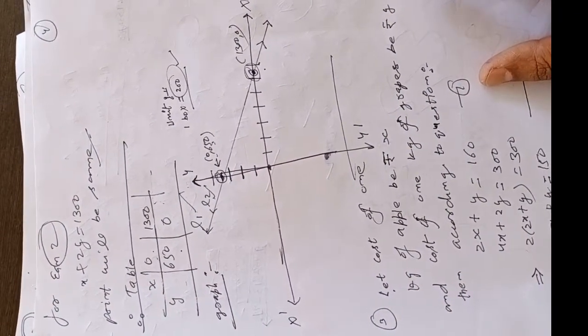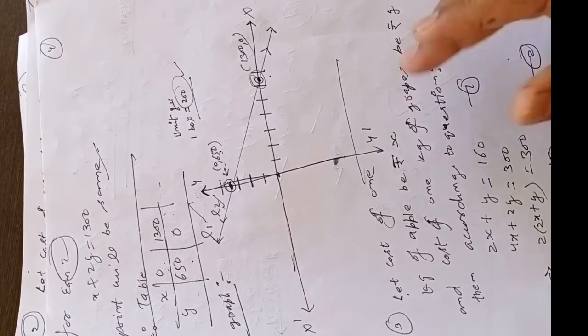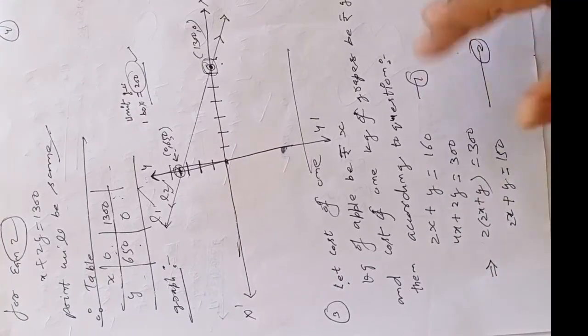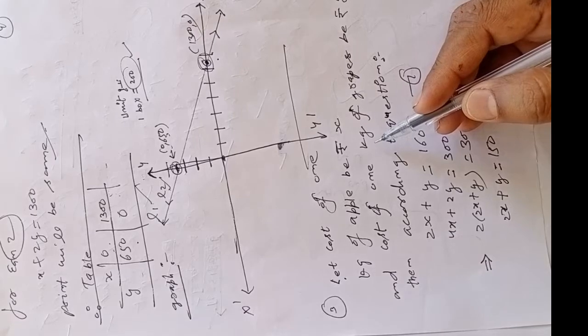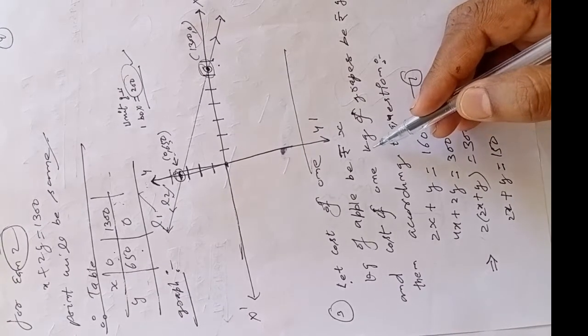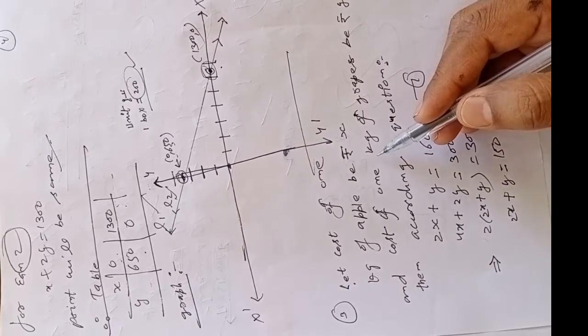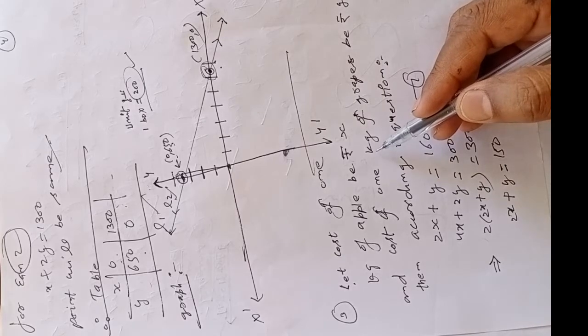Now we are doing question number 3. The question number 3 is: the cost of 2 kg of apples and 1 kg of grapes on a day is found to be rupees 160. After a month, the cost of 4 kg of apples and 2 kg of grapes is rupees 300. Represent the situation graphically and geometrically.